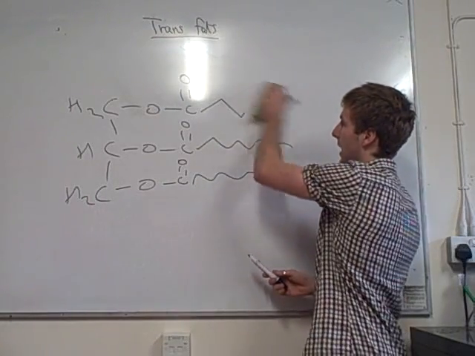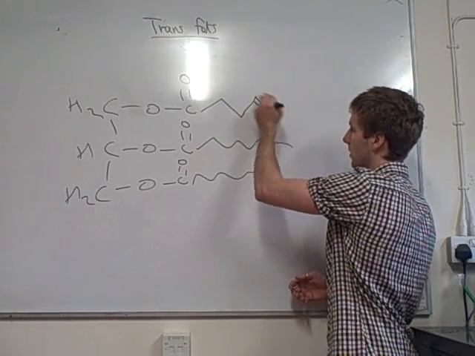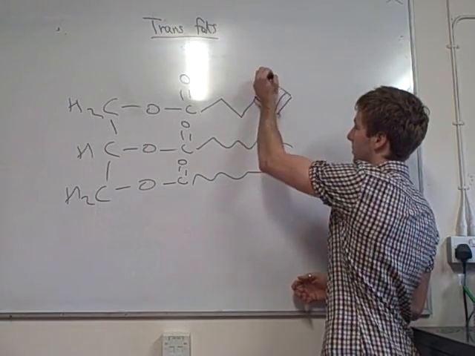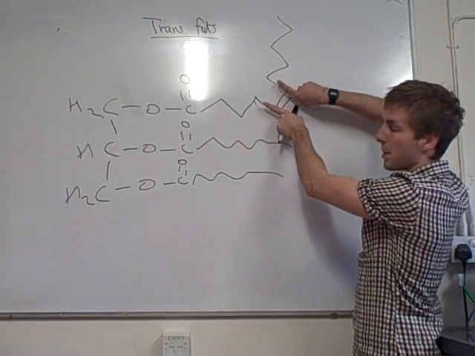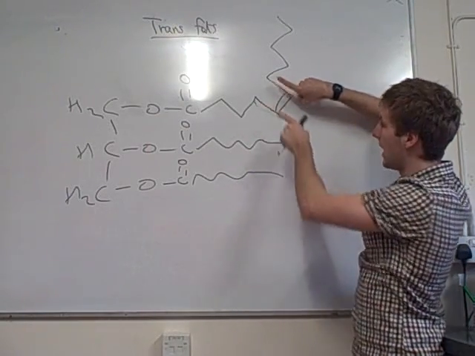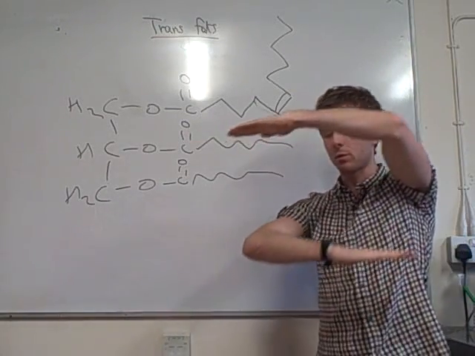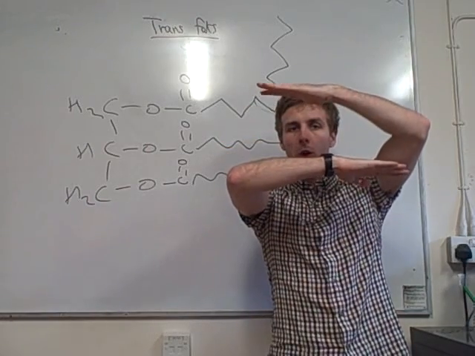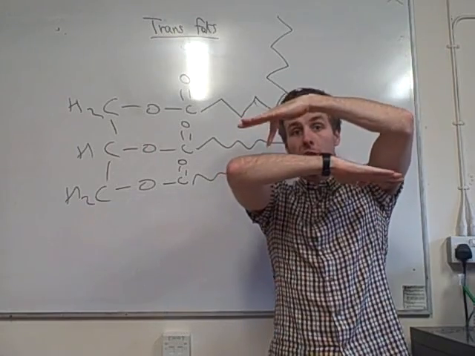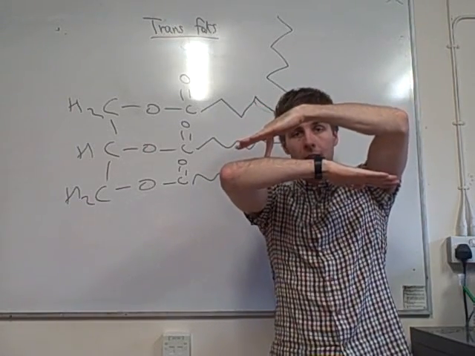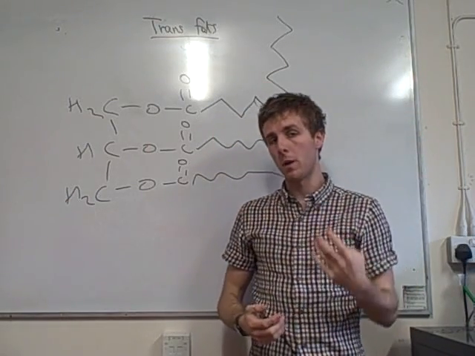Now let's have a look at our cis fat. So I've got both my bonds going in the same direction, and because of this we get kind of like a kink in the molecule. So now, rather than being able to pack very close together, because our molecule has a kink in it, they can't pack very close at all. So the van der Waals forces are a lot weaker, and it's a lot easier to melt it into a liquid. It will have a lower melting point.